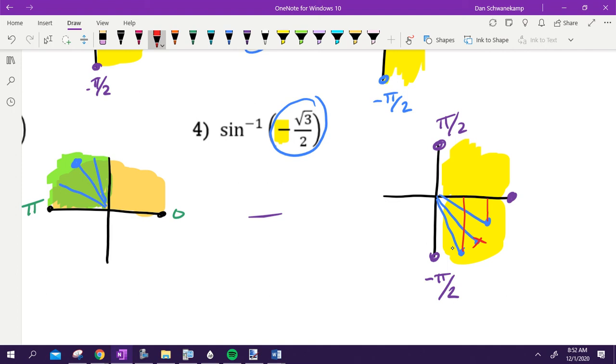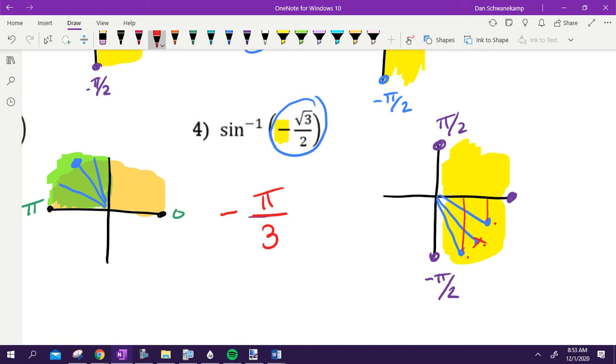So all I got to think about is what is that angle? Remember, it goes 6, 4, 3. So this is negative pi over 3. It is the same thing as 300 degrees. It is the same thing as 5 pi over 3. But we need to pick the angle between negative pi over 2 and pi over 2.